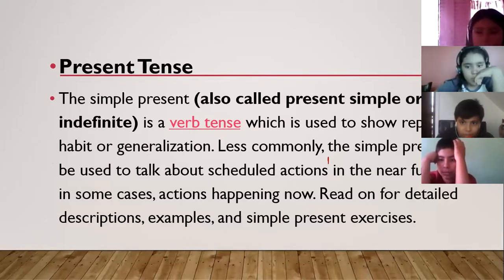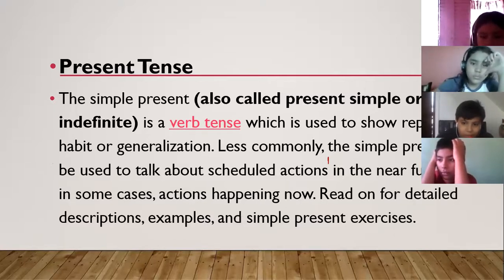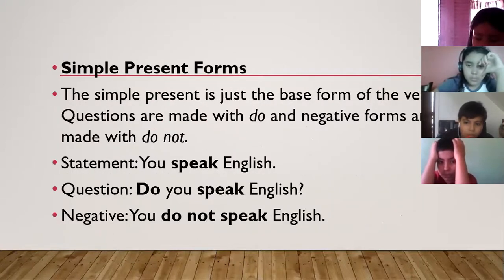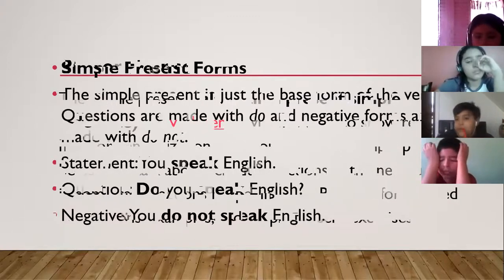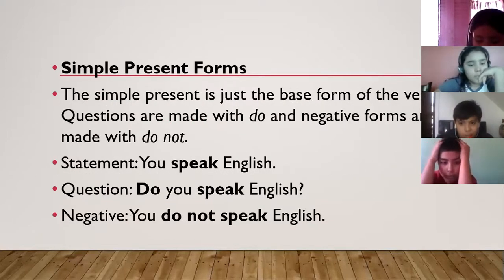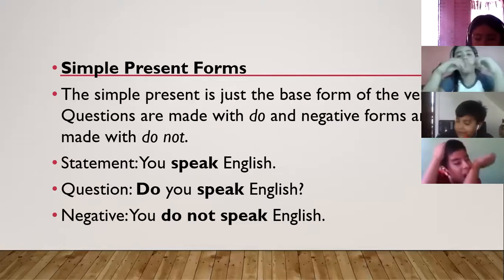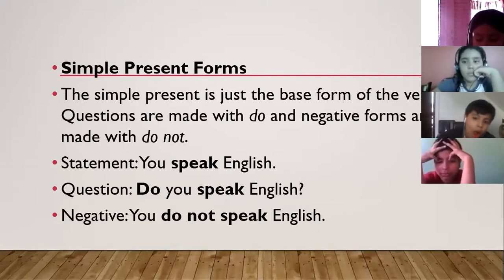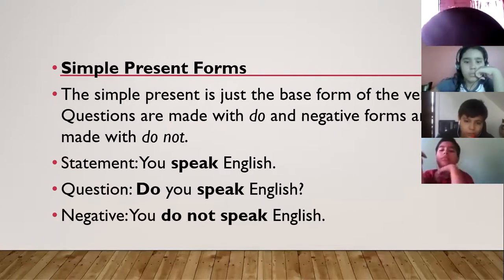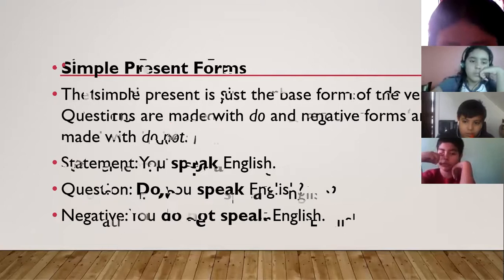Okay, and then let's take a look at the part where it says the simple present can be used to talk about a scheduled action in the near future, and in some cases, action happening now. So here we have some examples. It says the simple present is just the base form of the verb, so we use the verb as it is, right? Questions are made with do and negative forms are made with do not. You know all of this, guys. This is not new for you.